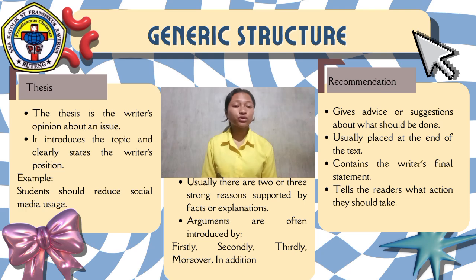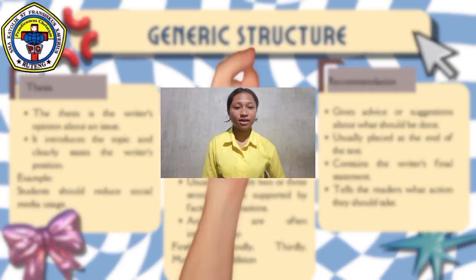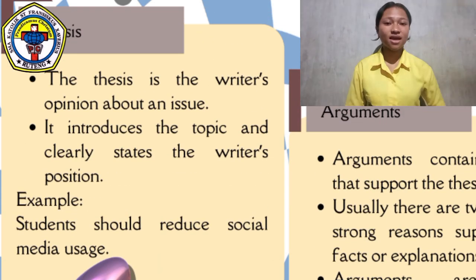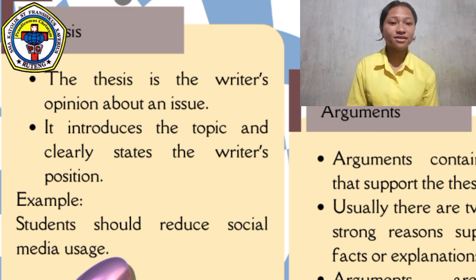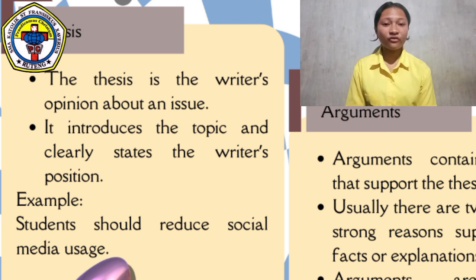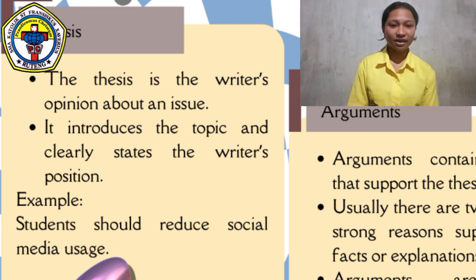The generic structure of hortatory exposition. The first is thesis. The thesis is the writer's opinion about an issue. It introduces the topic and clearly states the writer's position. For example, students should reduce social media usage. In this part, the writer clearly shows whether they agree or disagree with something.